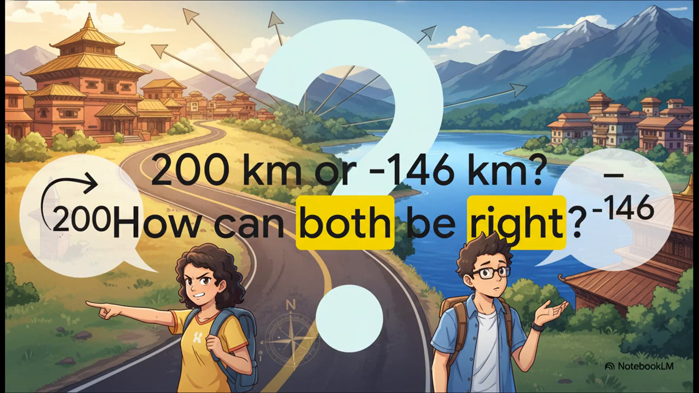So, let's say you're planning a trip from Kathmandu to Pokhara. One friend tells you the journey is 200 kilometers. But then another friend, looking at a different kind of map, says it's negative 146 kilometers. Wait, negative? How can you travel a negative length? It sounds impossible, right? Well, that's the puzzle we're going to solve today. And trust me, the answer explains everything.